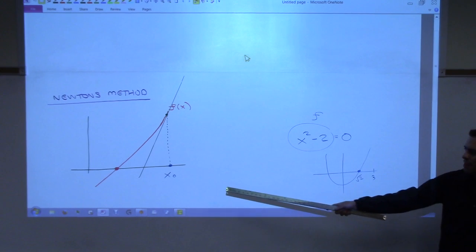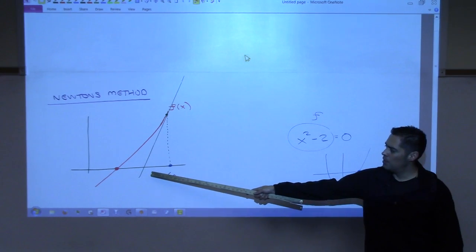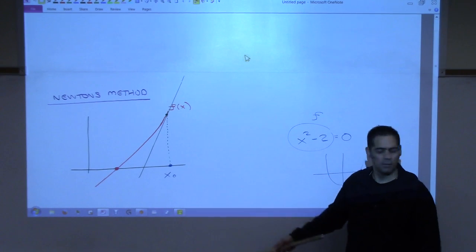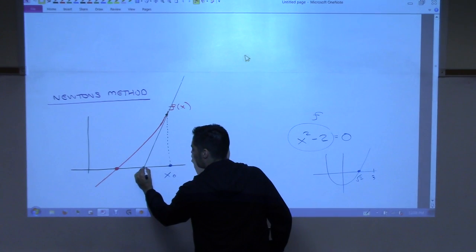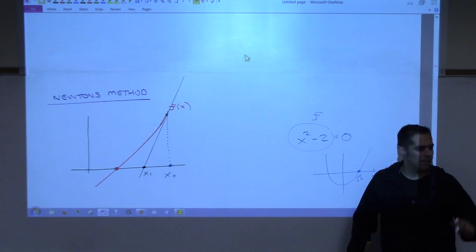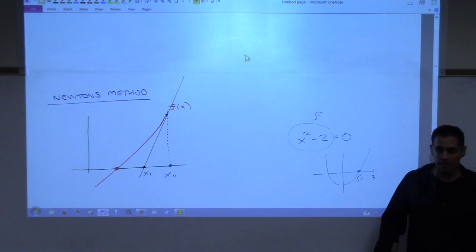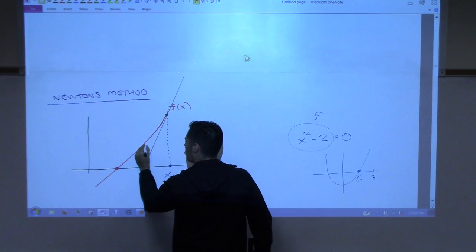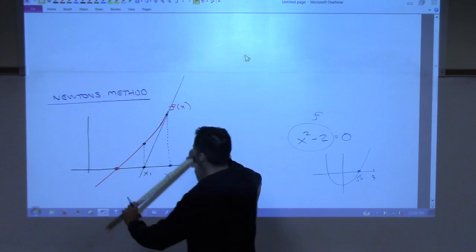Do you see where it hit the x-axis? Isn't that closer to the real answer? I'm going to call this x sub 1. And I'm going to repeat the process. I'm going to go up again, and from there, I'm going to draw a tangent line again.